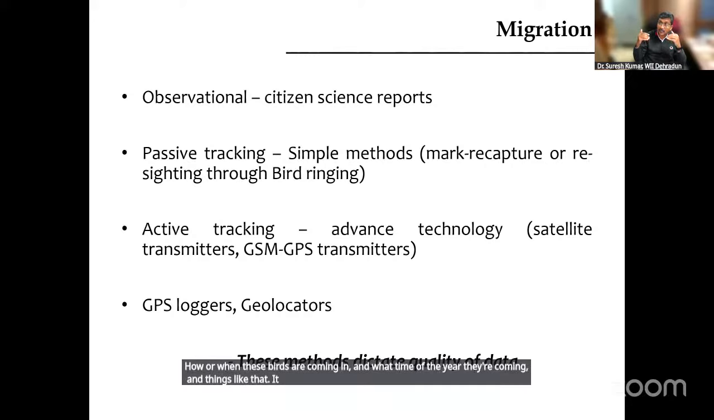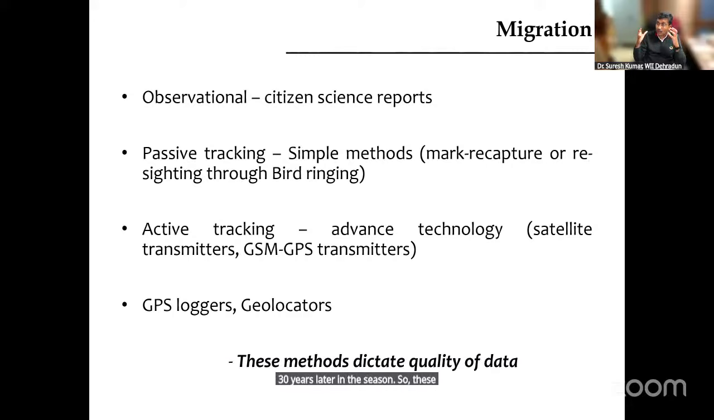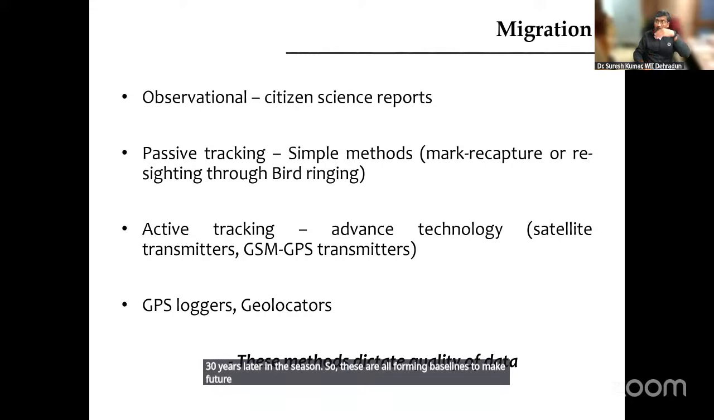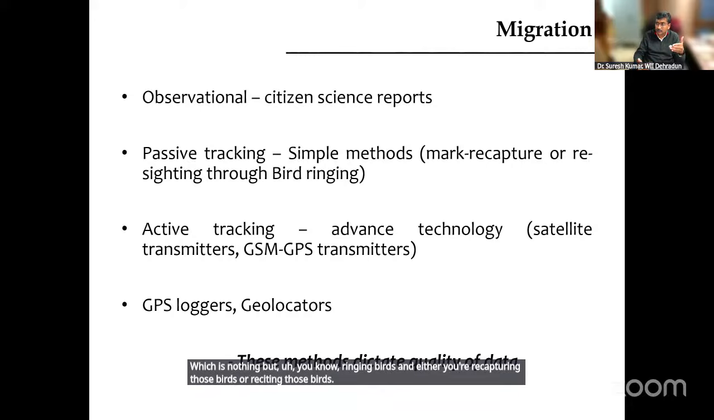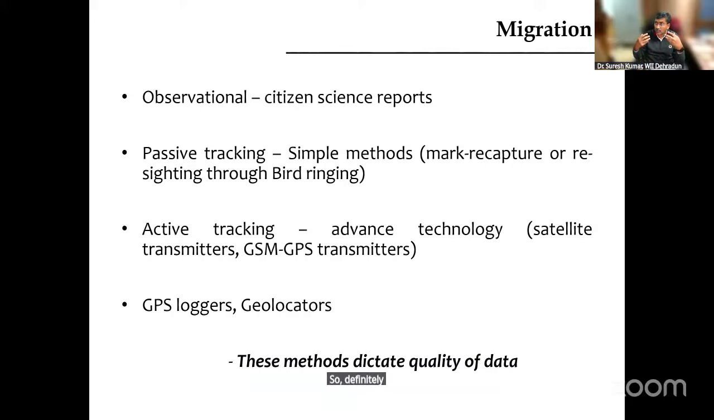It's also helping us to understand whether some of these birds are coming early in the season this year or they are later in the season. So these are all forming baselines to make future climate change predictions of what could possibly happen with these birds. There are also passive tracking methods, which is nothing but ringing birds, and either you're recapturing those birds or resighting those birds. So definitely a lot more labor involved.